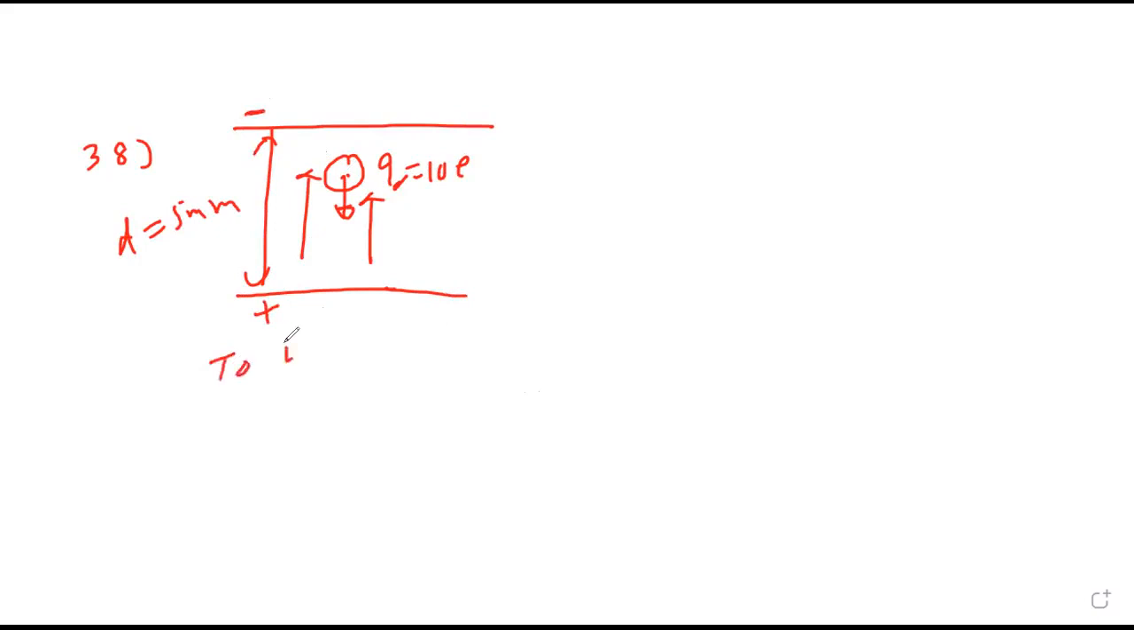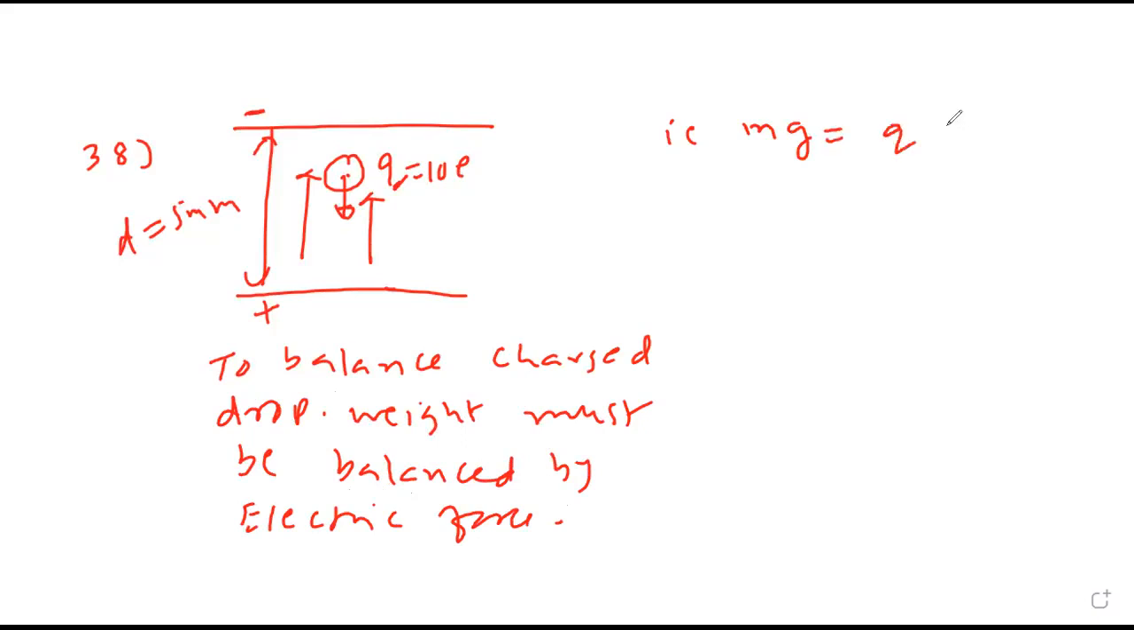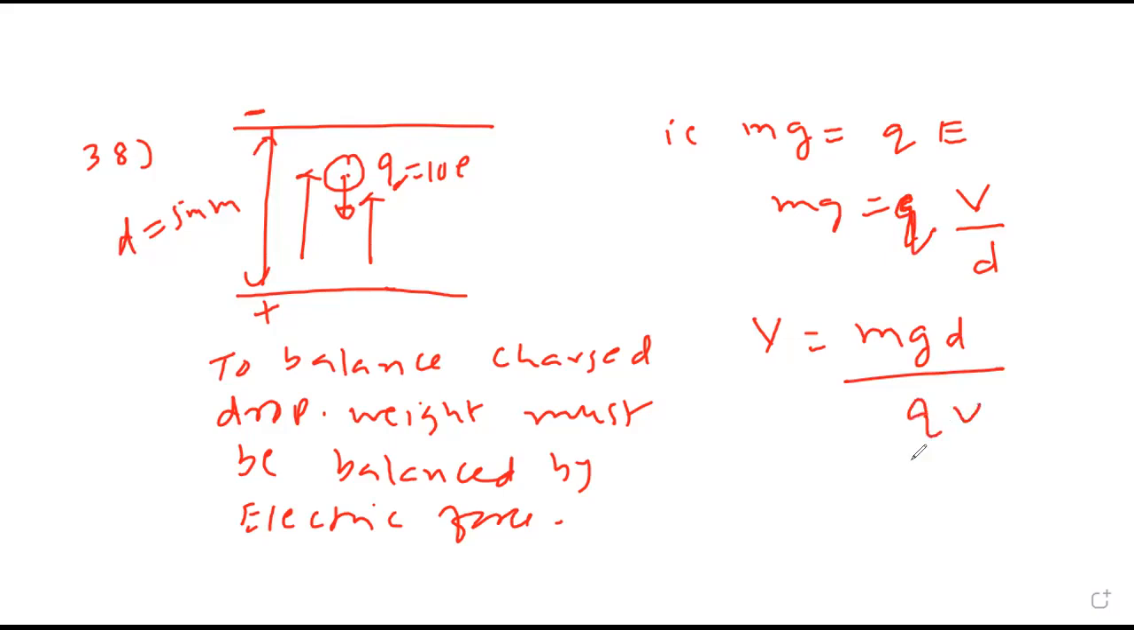To balance a charged drop, weight must be balanced by electric force. That is mg should be equal to QE. And E is nothing but potential difference between the two plates upon the distance between the two plates. So V will be mgd upon charge Q.